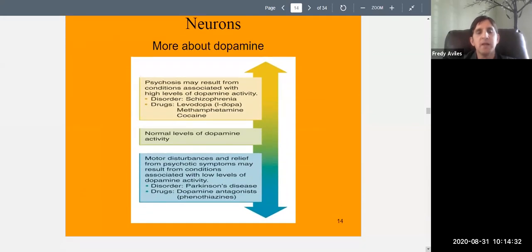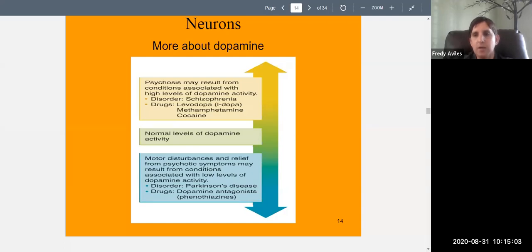More about dopamine. There's something known as the dopamine hypothesis. It doesn't say there, but that's what this is, dopamine hypothesis. And I'm just going to summarize this for you. What this says is that basically high levels of dopamine basically lead to symptoms of schizophrenia. High levels of dopamine result in something called psychosis, which means you become out of touch with reality. Okay, that's what happens with high levels of dopamine.